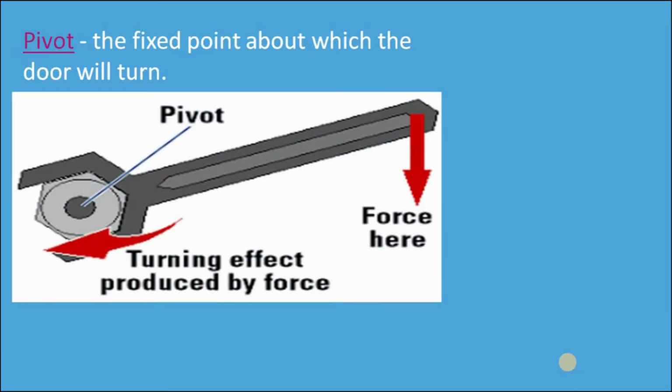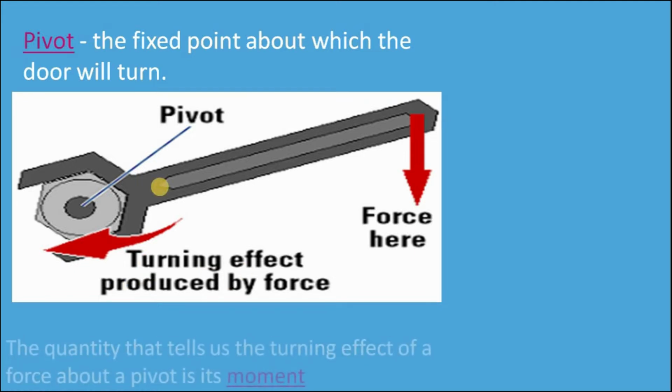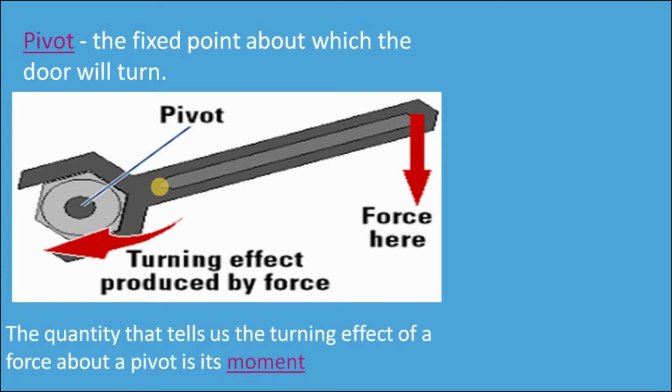For example, in our daily life we want to tighten a nut here. So we can use this wrench. Here this is called the pivot, the fixed point, and the turning effect of force is here. Force is applied here and there is a turning effect of force by this. So what is moment? Come to this word. The quantity that tells us the turning effect of a force about a pivot is called moment.